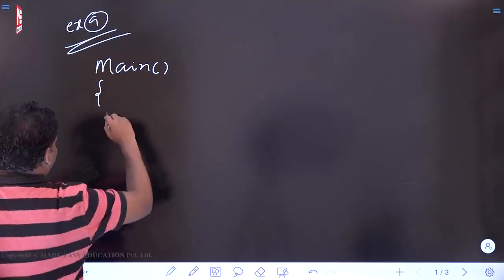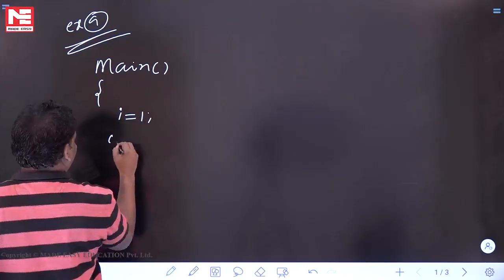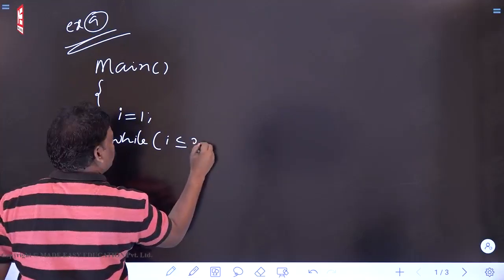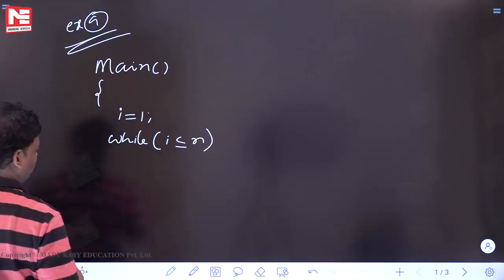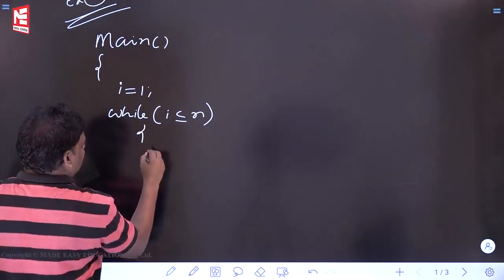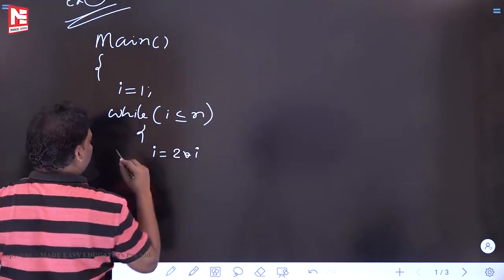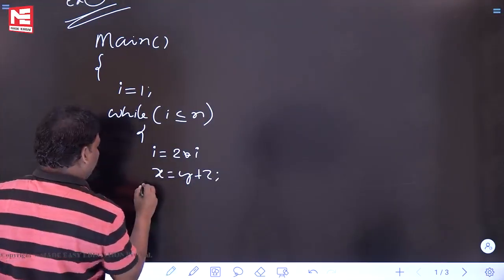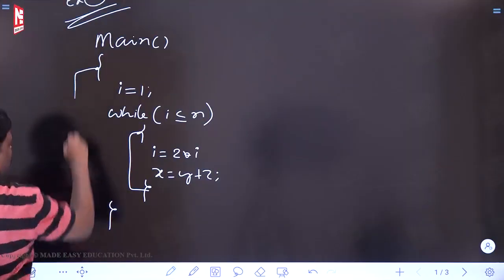i is equal to 1, while i less than or equal to n, i is equal to 2 into i. End of this problem.